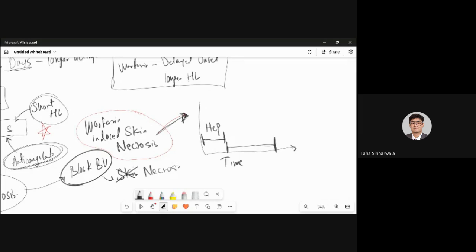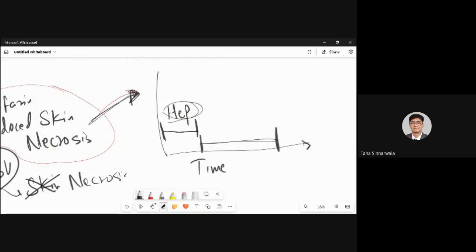So what you want to do is initially start everyone on heparin, and they'll have anticoagulation during this period. And then once the heparin has taken its effect, you can start these patients on warfarin. And when warfarin has its effect, then you can remove the heparin.